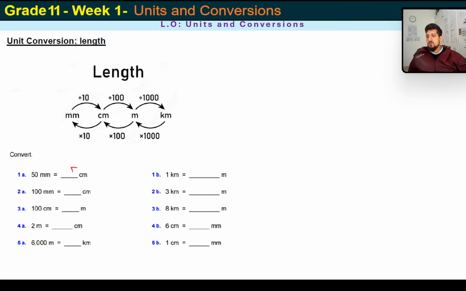50 mils is 5 centimeters, 100 mils is 10 centimeters, 100 centimeters is 1 meter, 2 meters is 200 centimeters, 200, that doesn't look like 200. 6,000 meters is 6 kilometers, 1 kilometer is 1,000 meters, 3 kilometers is 3,000 meters, 8 kilometers is 8,000 meters, 6 centimeters is 60 millimeters, 1 centimeter is 10. So they're really quite easy, those ones.